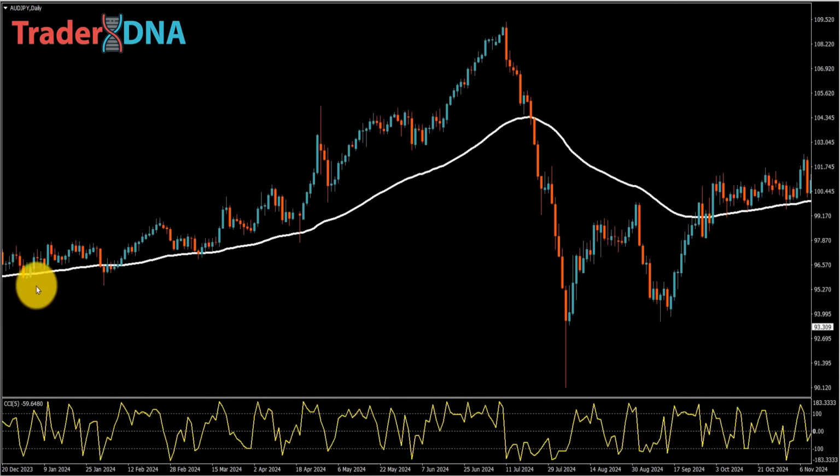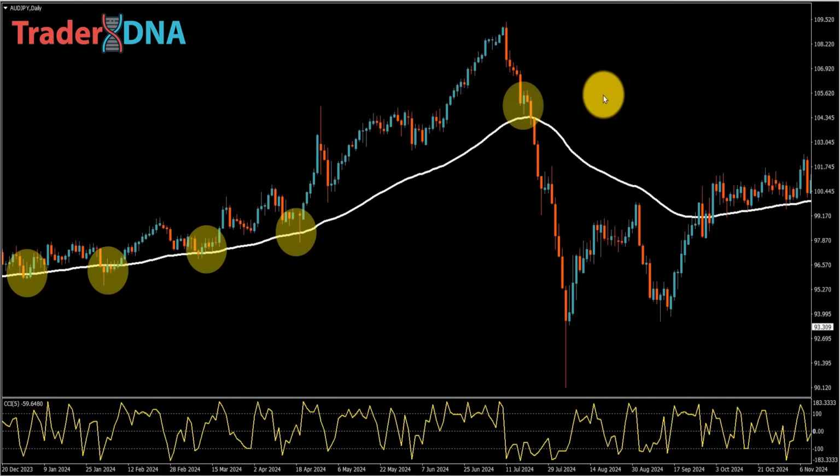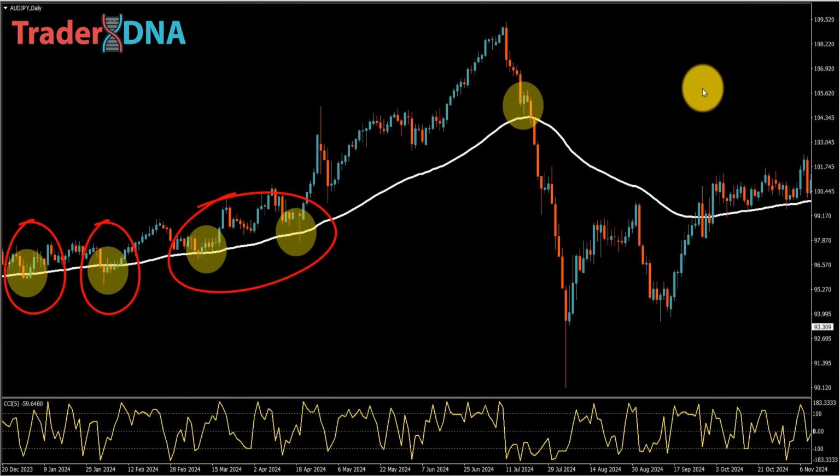Let's break this down, the market's reaction to the 50-period EMA. Now let's zoom in and take a detailed look at how price reacts to the 50-period EMA, because this is the foundation of every high-accuracy entry we make. Look right here, here and here. Notice how the price bounces perfectly off the 50-period EMA.